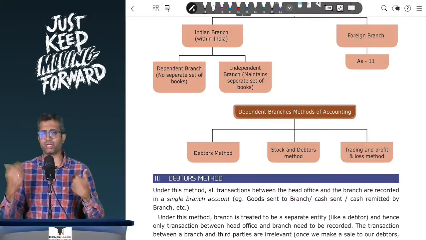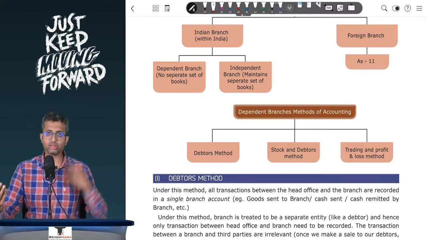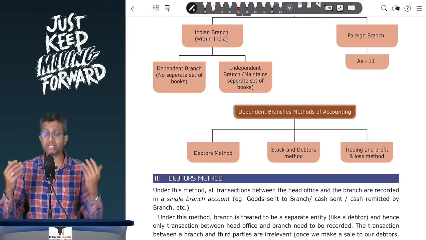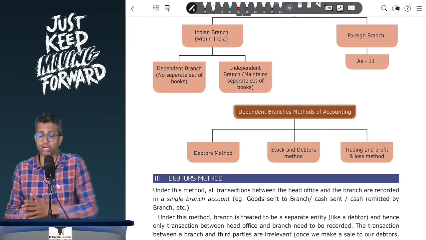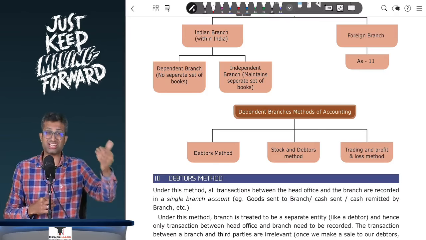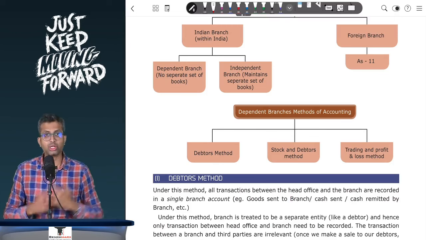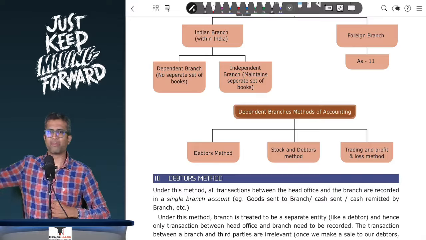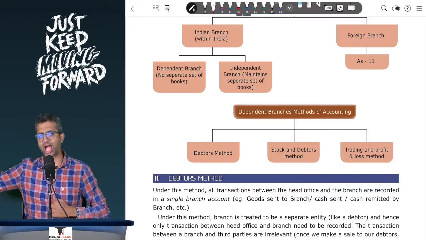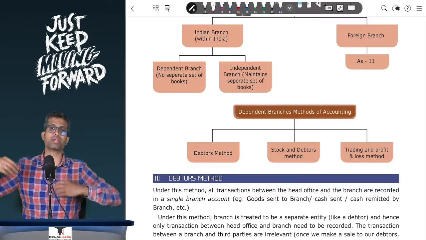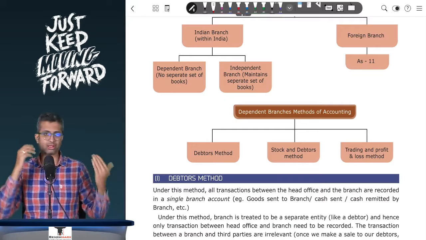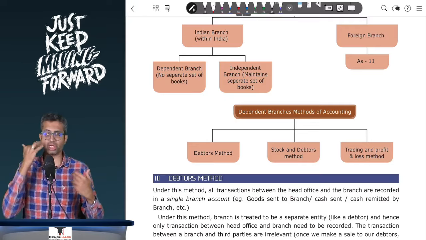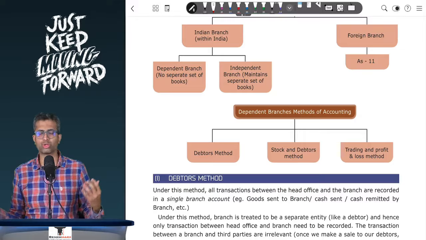So for example, when you supply goods to a debtor, your entry is debtor account debit to sales, right? In a similar way, when you supply goods to the branch, your entry will be branch account debit to goods sent to branch. Similarly, when the branch sells these goods and receives the money, the branch may remit this money back, in which case it is like collection from the debtors. So bank account debit to branch account.